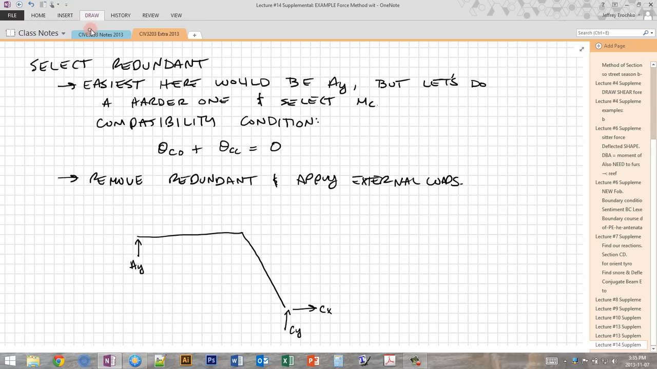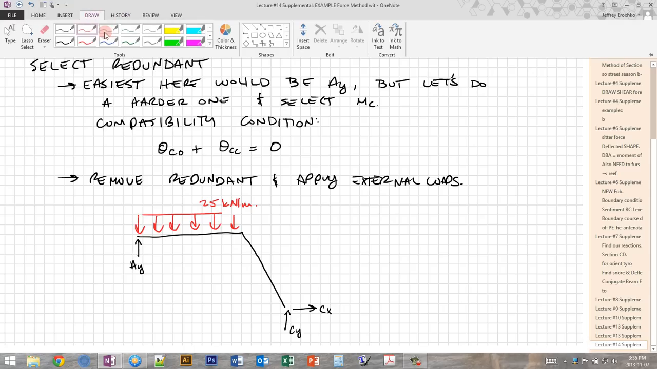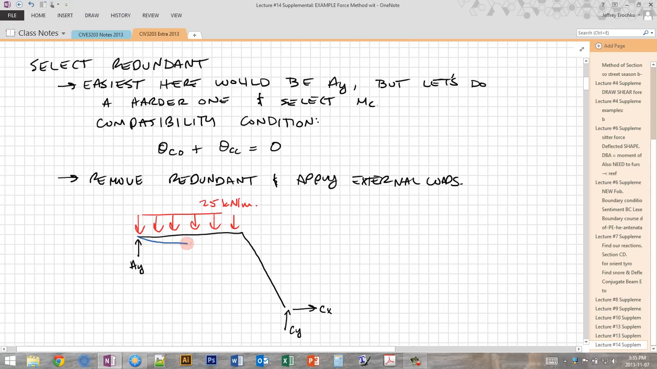So the first step is that we're going to apply our external load to this primary structure, which is 25 kilonewtons per meter. And then we're going to determine how this structure deflects, and it's going to deflect something like this. There, that's a little better. So once this structure deflects, there's going to be some rotation here. This is the tangent of this blue line at C. And we're going to have some rotation here, and this we're going to call theta C naught.